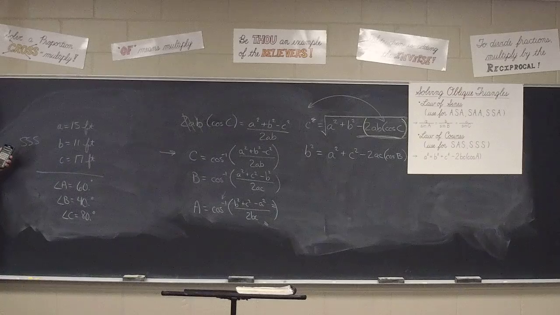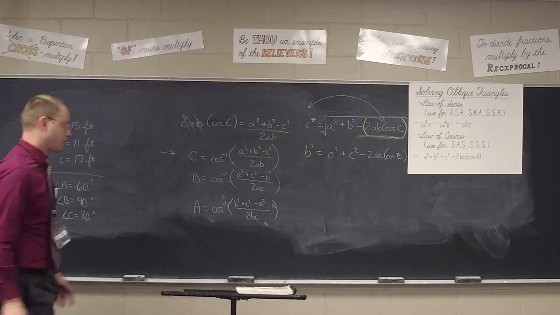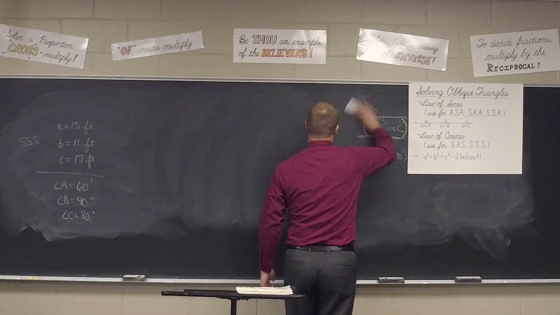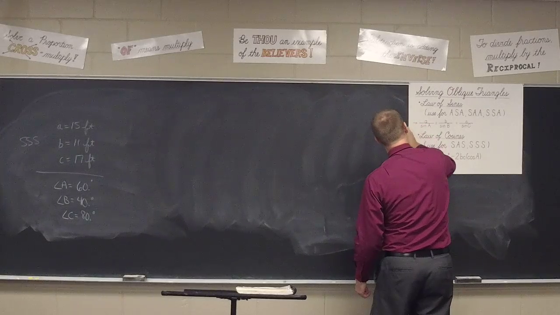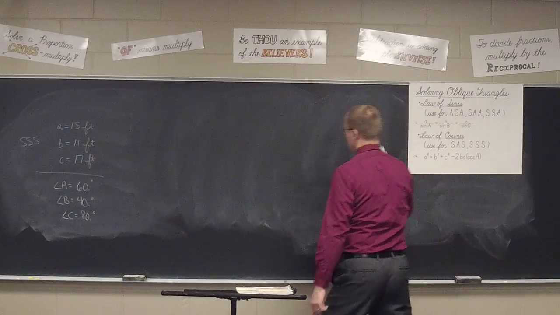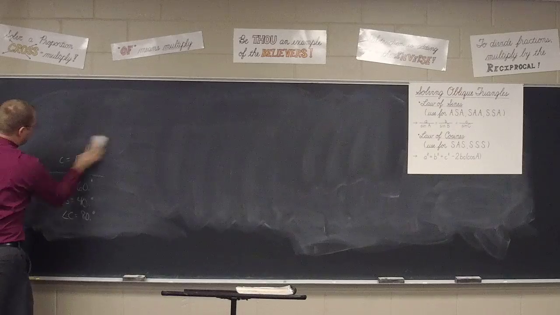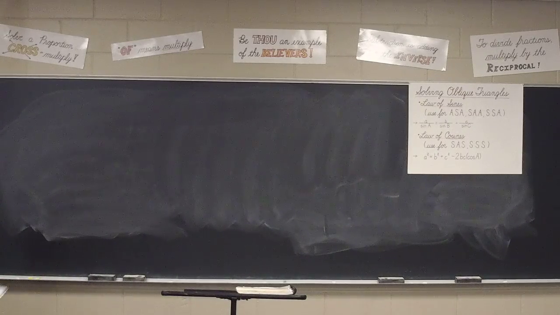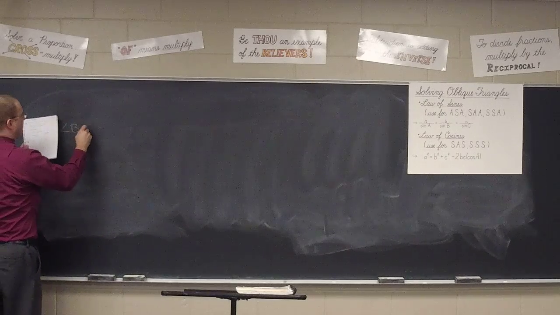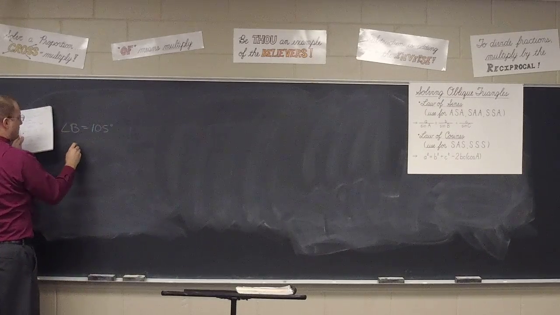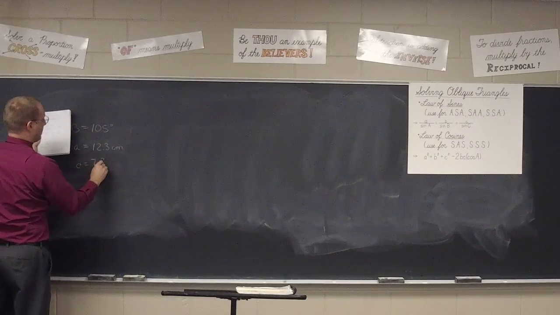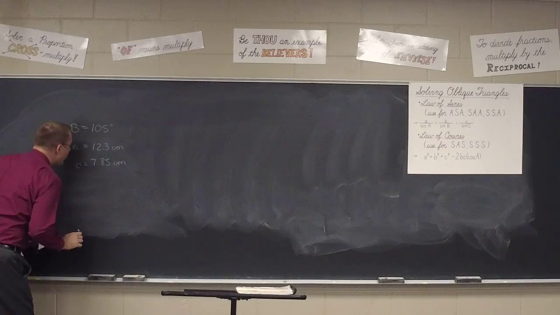Do we see how to solve side, side, side, and from the previous, side angle side? The key is to have the formula, the law of cosines, memorized. So let's see how we do when they're not written on the chalkboard. And we may have to write them for ourselves. Write this down if you would, please. Angle B is a 105 degree angle. Side A is 12.3 centimeters. And side C is 7.85 centimeters.